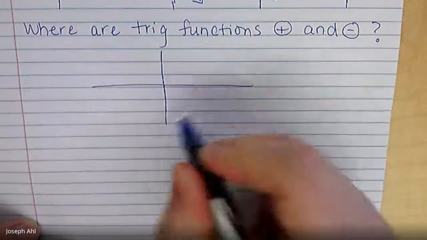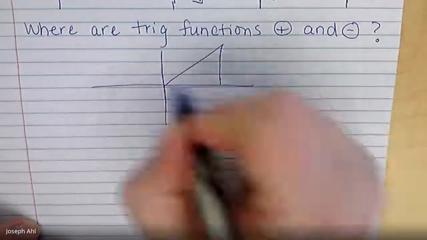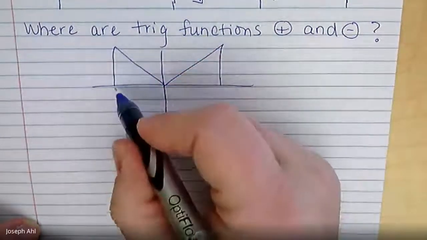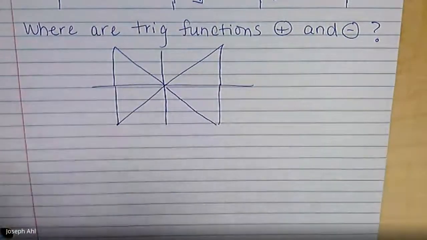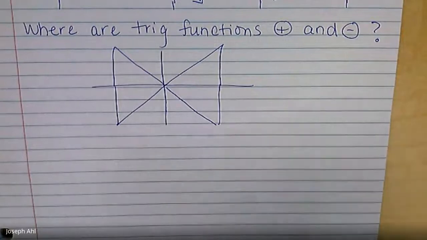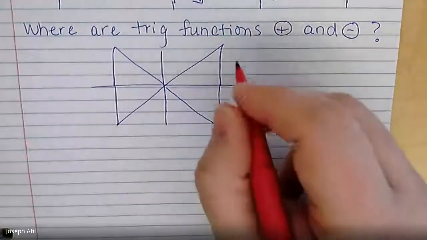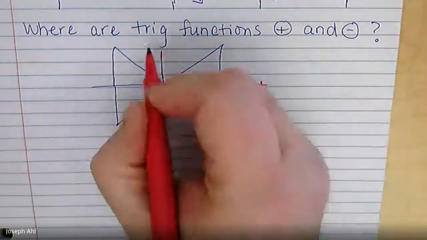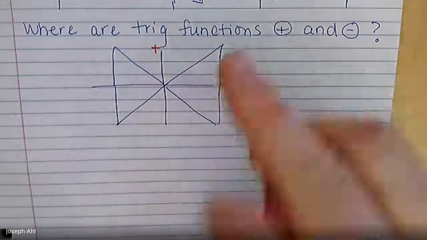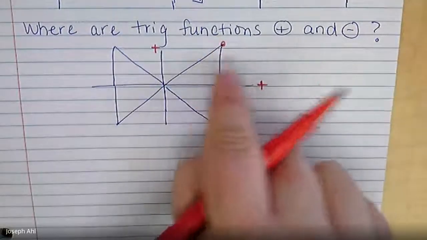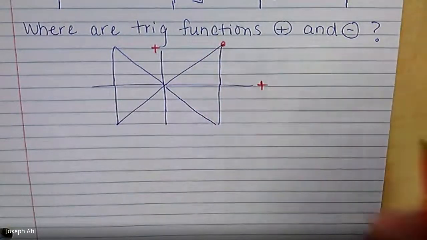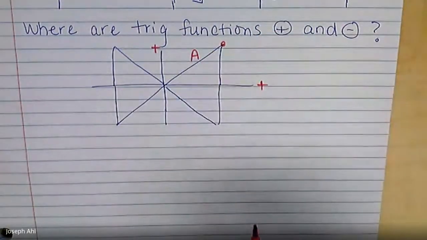In order to determine that, I'm going to have you consider the following. If you have a right triangle in any of the 4 quadrants, think about how we would label the sides. In quadrant 1, we're going to get to this point right here. We're going right, and then we're going up. When I go right and up, both of those are positive directions. So I'm going to put the letter A in quadrant 1. We'll talk about why that's the case in a second.